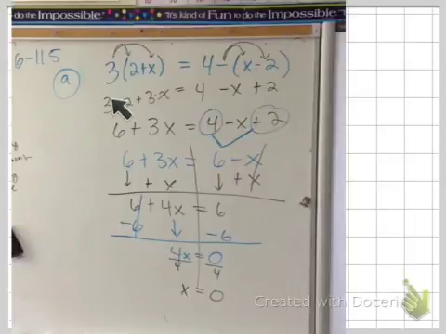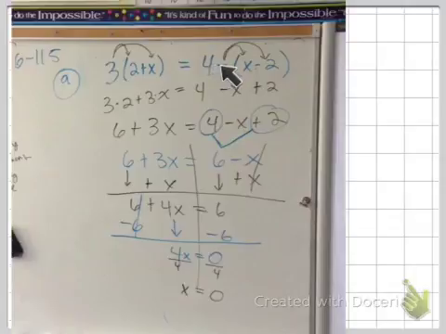So here you have the 3, and you need to first distribute it to everything inside of the parentheses. That's what the arrows mean. So the first thing that you want to do is get rid of these parentheses. So you do 3 times 2, which is right here, and 3 times x, which is right here.